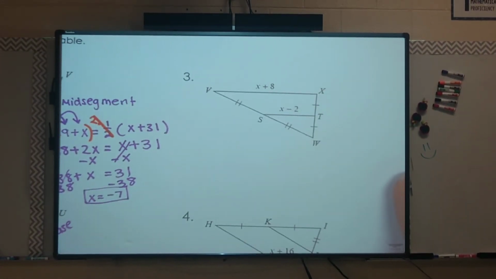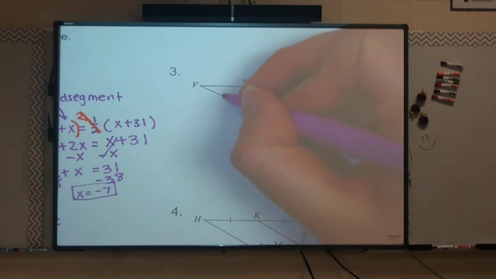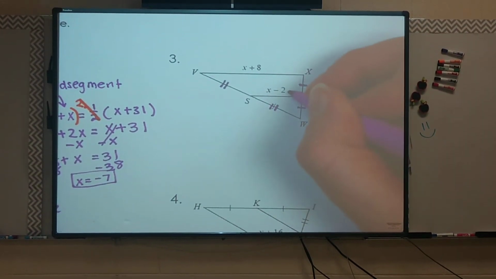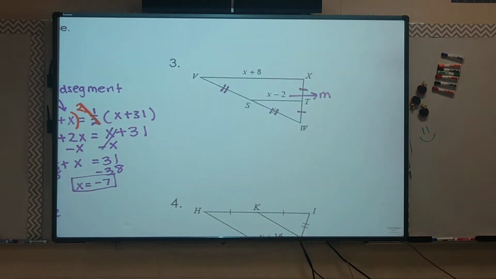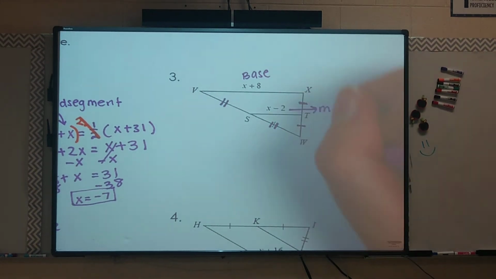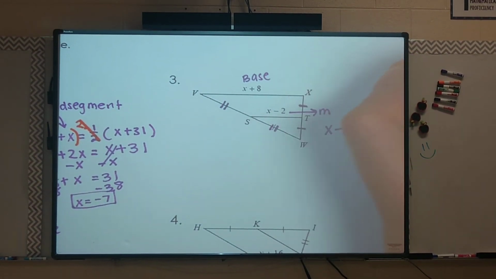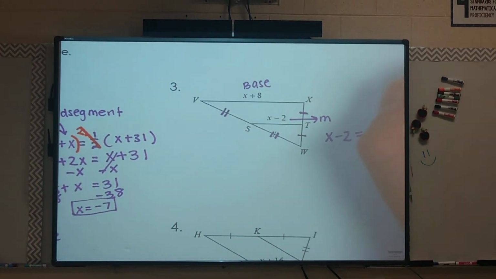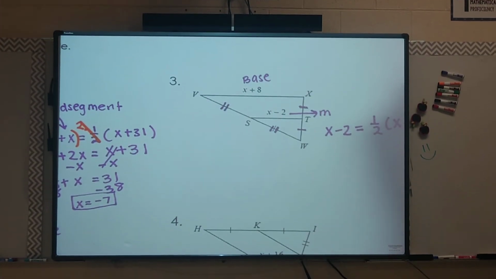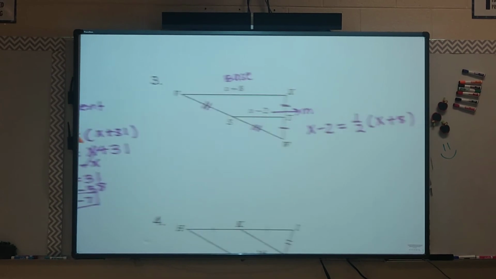Alright, example number 3. Same scenario. We see both sides are being bisected. So midsegment theorem works, and this has to be our midsegment. And that means the other guy has to be my base. So we take our midsegment, x minus 2, set it equal to 1/2 times my base, which is x plus 8.